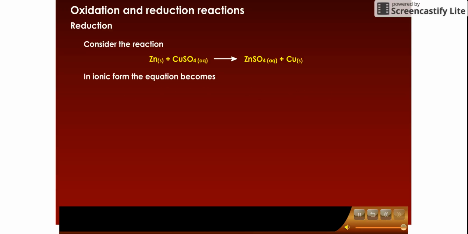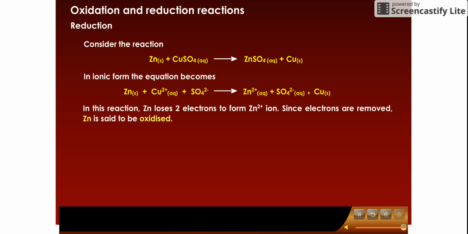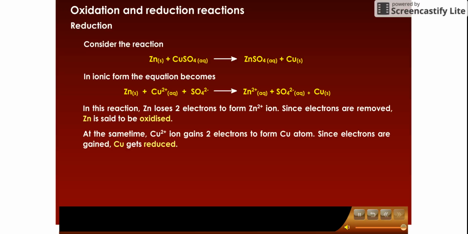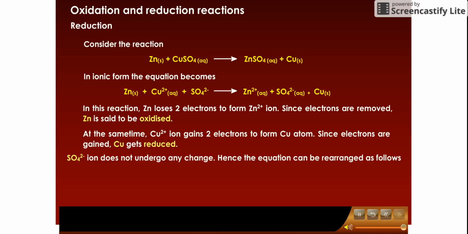In ionic form, the equation becomes Zn, zinc, plus Cu2+, copper ion, plus SO4 2-, sulfate ion, gives Zn2+, zinc ion, plus SO4 2-, sulfate ion, plus Cu, copper. In this reaction, zinc loses 2 electrons to form zinc ion. Since electrons are removed, zinc is said to be oxidized. At the same time, copper ion gains 2 electrons to form copper atom. Since electrons are gained, copper gets reduced.